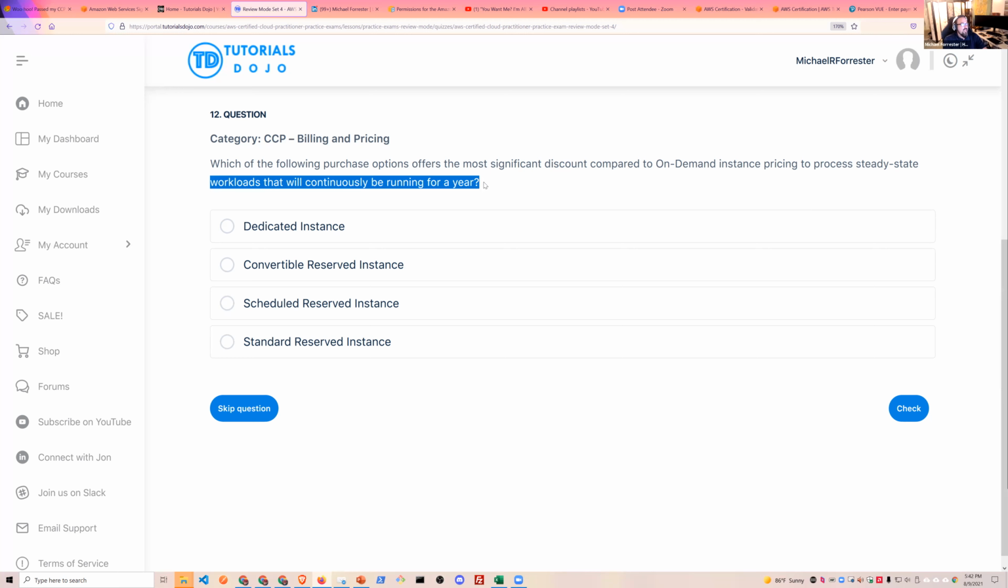So now what we're really looking at is reserved instances, and what can give us the deepest discount. Now, scheduled reserved instances don't really offer that much of a discount because it's only a fraction of a day or 1 day a month or some variation, and it does say continuously, so we know that's off the table. Convertible reserved instances you usually buy because you think you're going to change the workload, but this actually says it's going to be steady state and running continuously for a year. So that makes me think that's probably not the right one. So standard reserved instances are going to be the right answer.